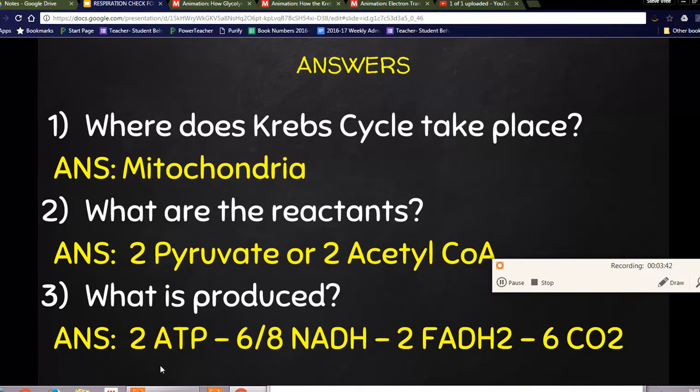So the Krebs cycle takes place in the mitochondria. The reactants are those 2 pyruvates. That's what we started with. And what is produced are 2 ATP, which we forgot to count at the end, but there was 1 made each cycle, so 2, then 8 NADH, 2 FADH2, and 6 CO2.